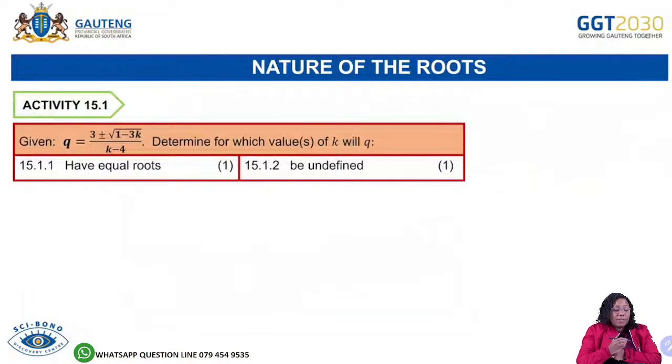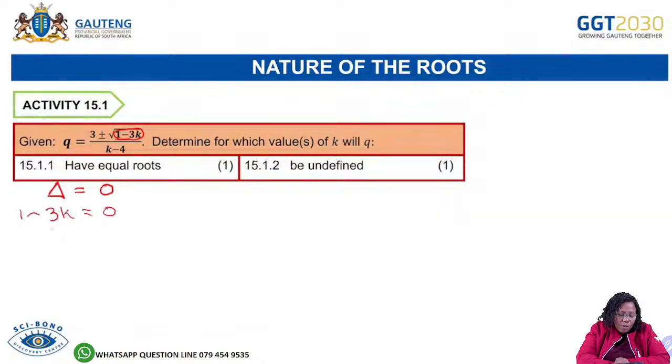Now we are given this equation here. They say determine for which values of k will Q have equal roots. Okay, equal roots. Do you still remember when you have equal roots? It's when your discriminant is equal to 0. That is the only condition that gives us equal roots. In this case, what is our discriminant? We identified earlier that the discriminant is what is inside the square root of the quadratic formula. So in this case, it will be 1 minus 3k, which is equal to k. Minus 3k, transpose 1, minus 1. Divide by minus 3 both sides.